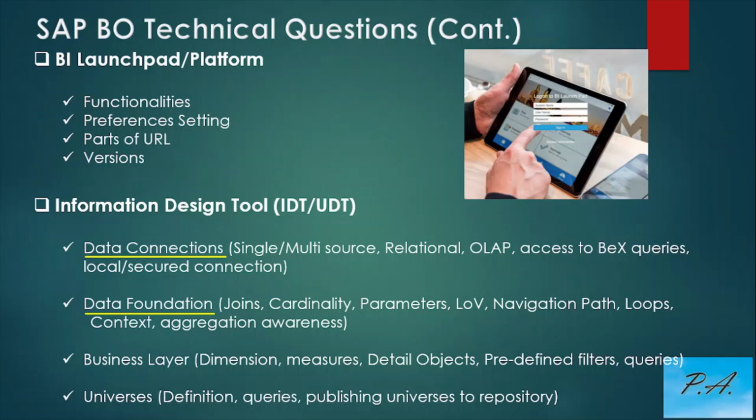After that comes the business layer. Okay, the dimensions, what is a dimension, measures, detail objects and predefined filters and queries, how we can create the different queries using the business layer. And finally the universes. In the universes, the definitions, queries, publishing the universes to repositories, and what are the different options available in the query editor, etc. So these are all the focus areas or topics you should be aware of, or you should be thorough in, in information design tool.